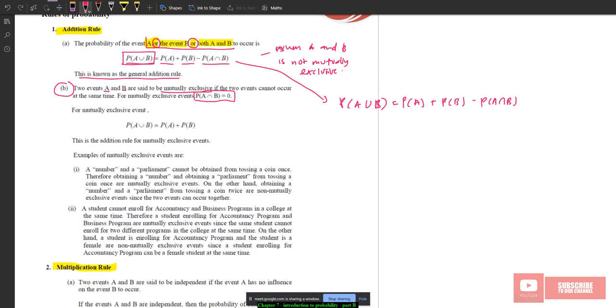So when A and B are mutually exclusive, it means the probability of A intersect B is equal to zero. There is no intersection between A and B. So by default, the intersection of A and B is zero if A and B are mutually exclusive, and so the formula should be probability of A union B equals probability of A plus probability of B. Basically, this formula came from the first formula, minus zero, so we get probability of A plus probability of B. So this is the rule of addition.